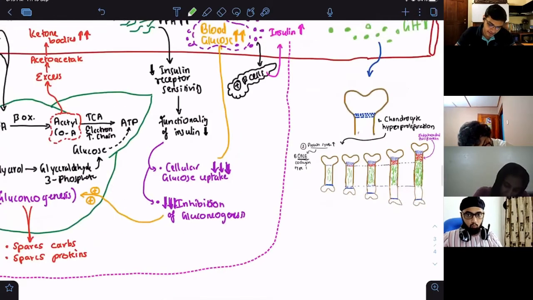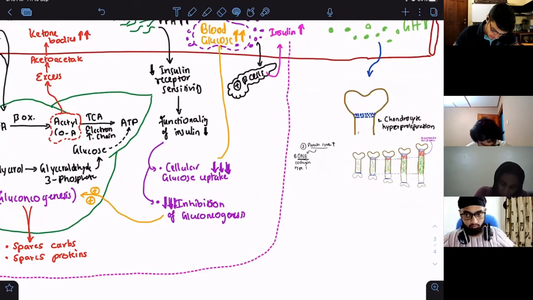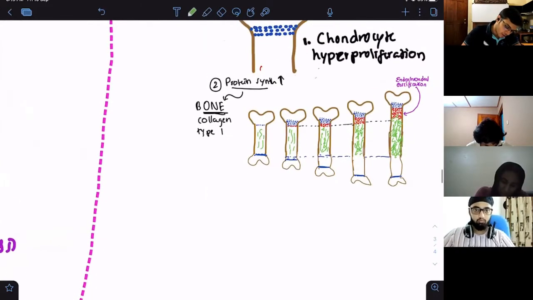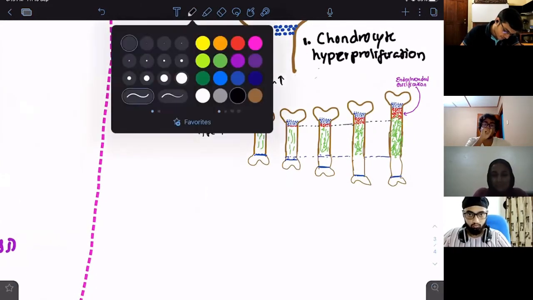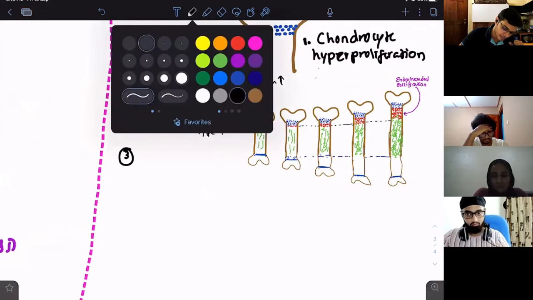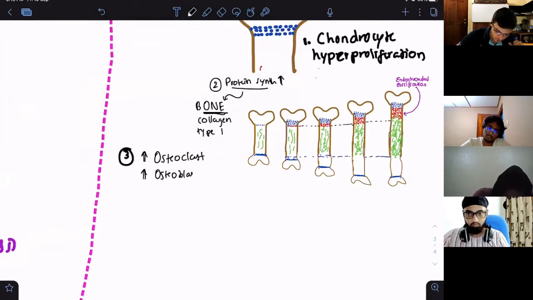So that is the second thing that happens in bone. So we looked at 2 things now. The third thing, guys, look at this. We have a third thing that is going to happen here. Number 3: when growth hormone comes, it is going to increase osteoclast and osteoblast activity. Both will be increased.